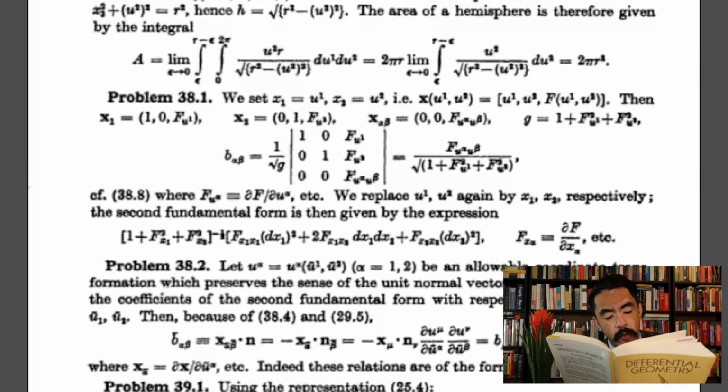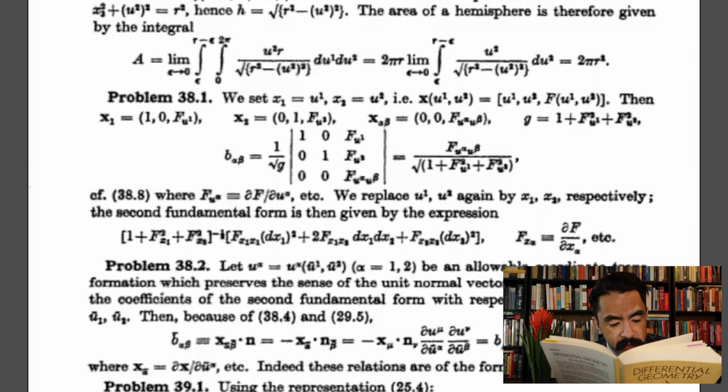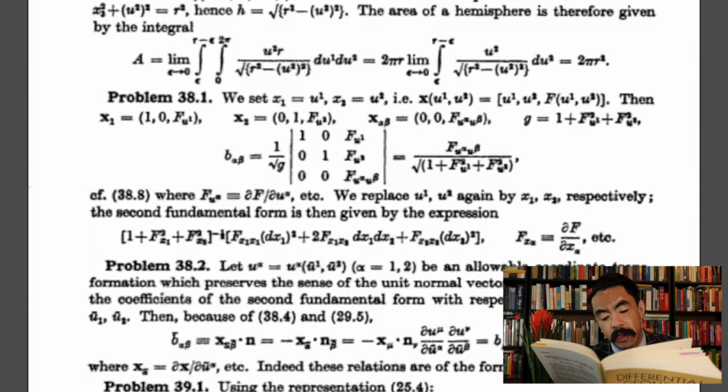The second fundamental form is then given by the expression: in the numerator we have the quantity F sub x1 x1 times dx1 squared plus 2 times capital F sub x1 x2 times dx1 dx2 plus capital F sub x2 x2 times dx2 squared. And then in the denominator we have the square root of the quantity 1 plus the square of F sub x1 plus the square of F sub x2, where capital F sub x alpha is equivalent to the partial derivative of capital F in terms of x alpha, etc.